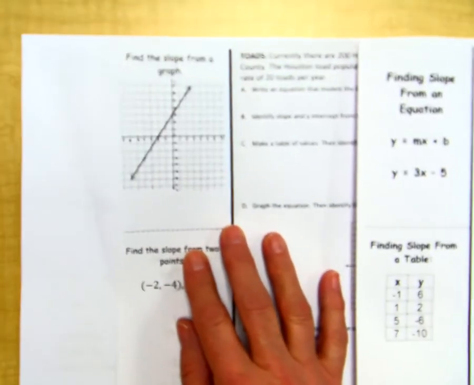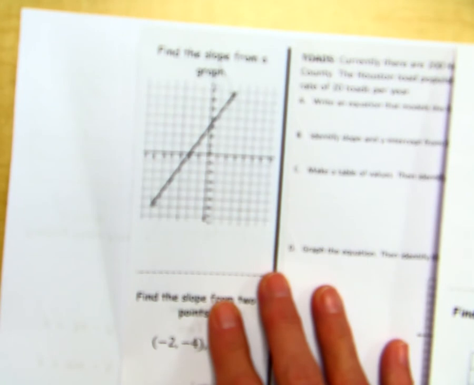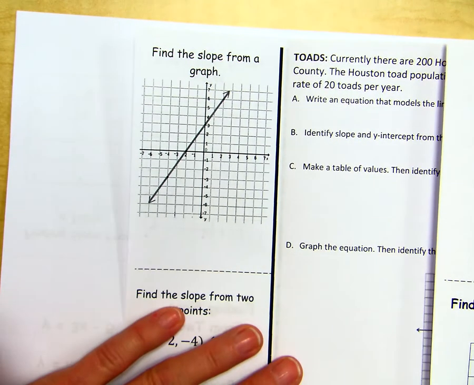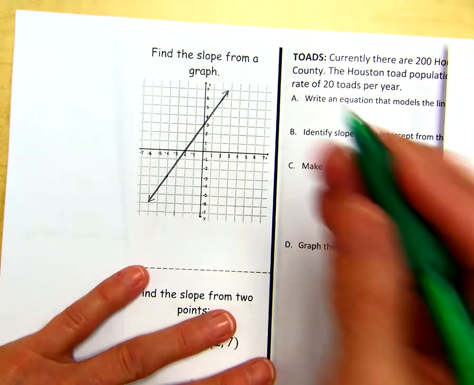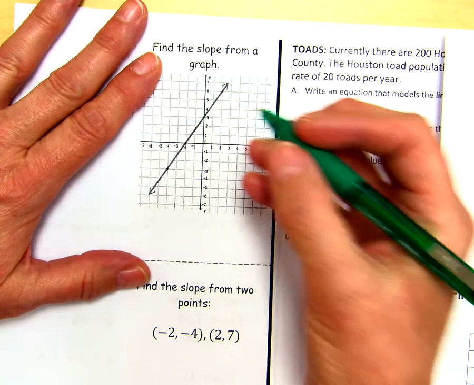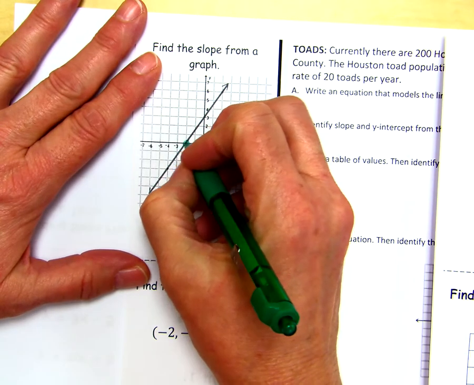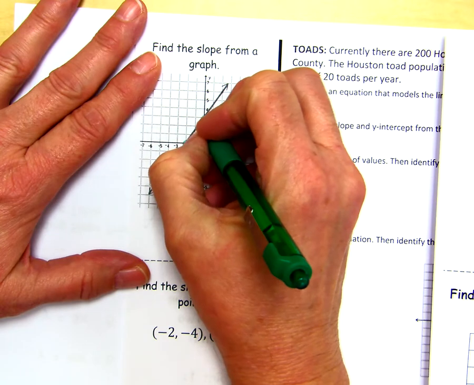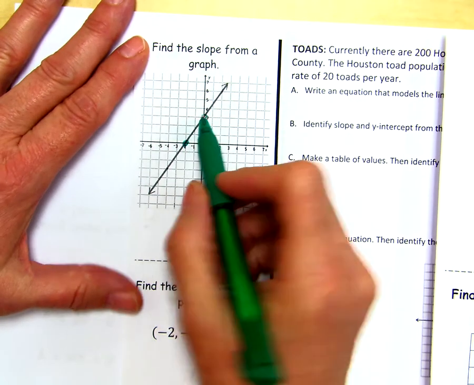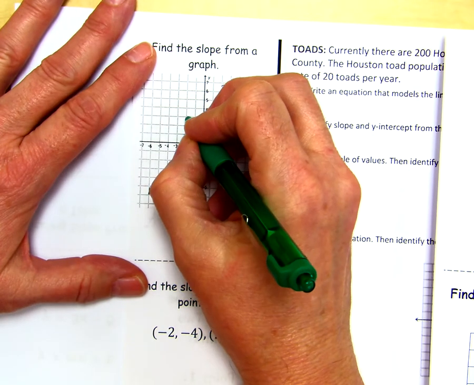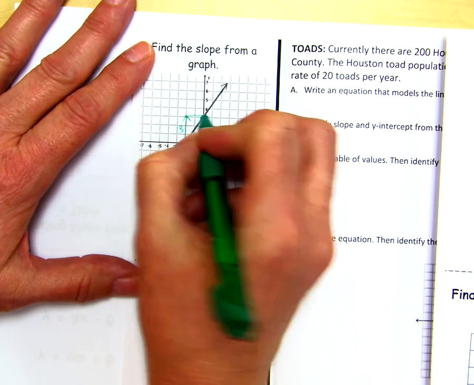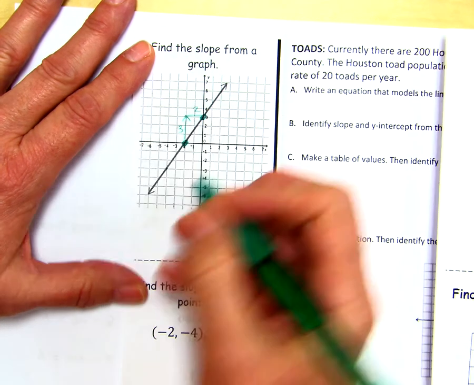I'm going to zoom in so that you can see this a little bit better. There we go. So what we're going to do here is look at 2 points that are on the graph, and we're going to count how we move to get from one point to the other. So here's a nice point here. Here's a nice point here. Remember that slope is change in y over change in x. So what I have here is a positive change of 3 and a positive change of 2.